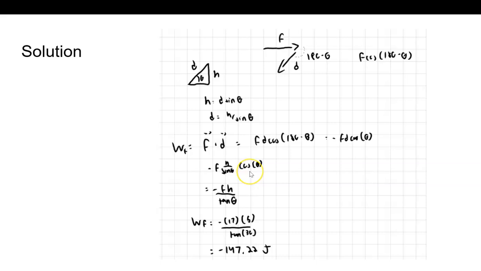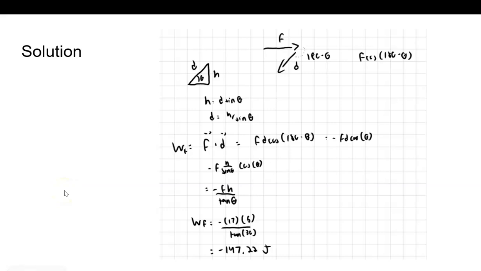Cosine theta over sine theta is just cotangent theta, and to make it easier on myself, I did 1 over tan theta, which is equal to cotangent theta. Then you just plug in the numbers. So work final is equal to negative 17 newtons times 5 meters all over tan 30 degrees. If you multiply that out, it is equal to negative 147.22 joules.